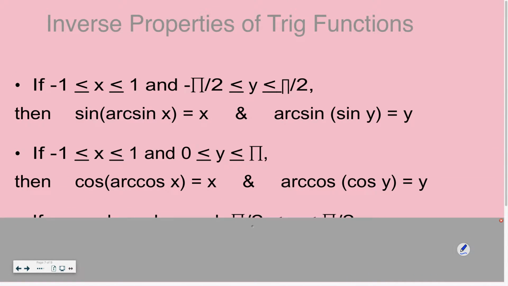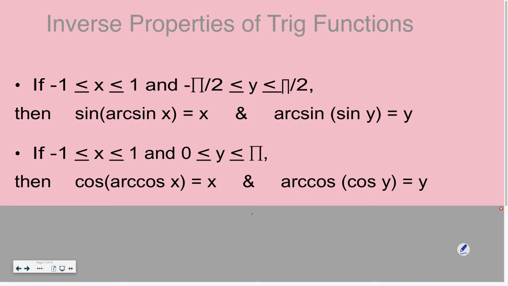Same thing with cosine and inverse cosine. If they are going to undo each other, we have to make sure that the domain is the specific negative 1 to 1. The range is 0 to pi. If those numbers aren't in those intervals, then we have to do the problem piece by piece. I'll show you what I mean by that.